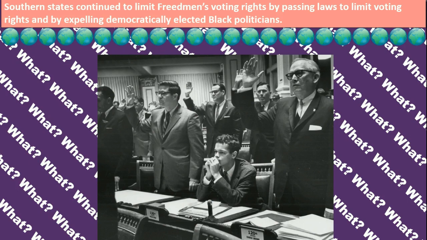One group that the KKK directly worked against was the new African American politicians in Georgia. The 15th Amendment granted freedmen the right to vote, and vote they did.